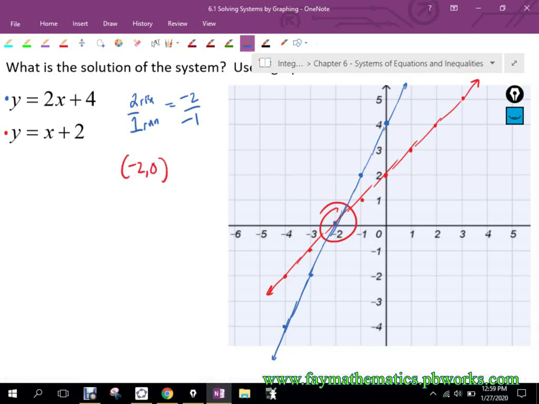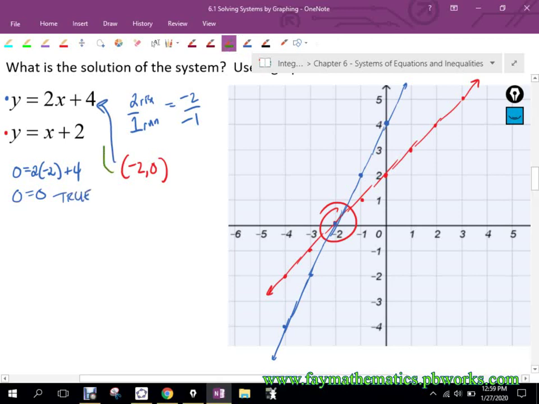So now let's check that in the blue one. If I plug in 0 and then plug in 2 times negative 2 plus 4, does that give me 0 equals 0? That makes sense, everybody? Plug that into that equation. Is that a true statement? Does 0 equal 0? Yep.